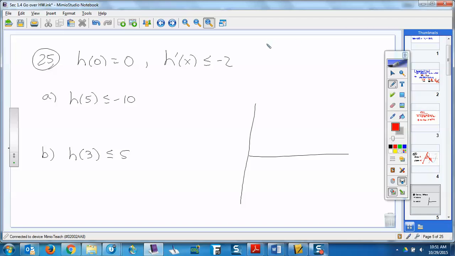So what I think some of you were doing is, okay, they're asking about h of 5. So you did h of 5 minus h of 0 is less than or equal to m, which is this right here, negative 2, times 5 minus 0. And so they told me h of 0 is 0. So this is h of 5 minus 0, less than or equal to negative 10. So h of 5 is less than or equal to negative 10.